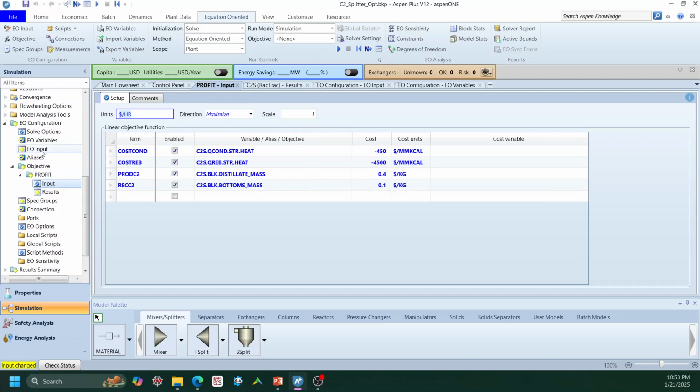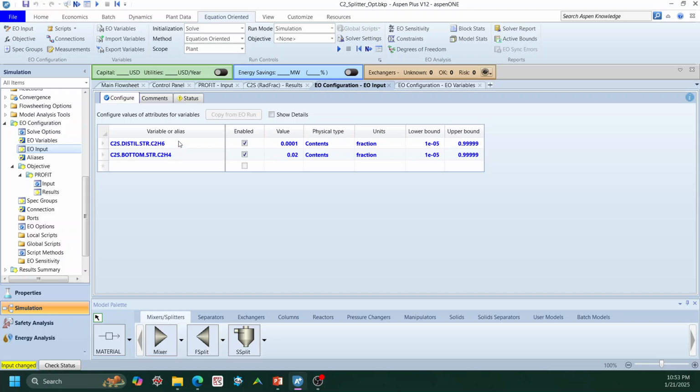Once we define it, in the EO inputs, because these are the ones that we're going to optimize, we need to find the optimum values for these two. So this is the existing number. We just simply put a lower bound and upper bound for these two variables, and then we change it to optimization, select the profit, and we run it. Yeah, so we'll see in the results.